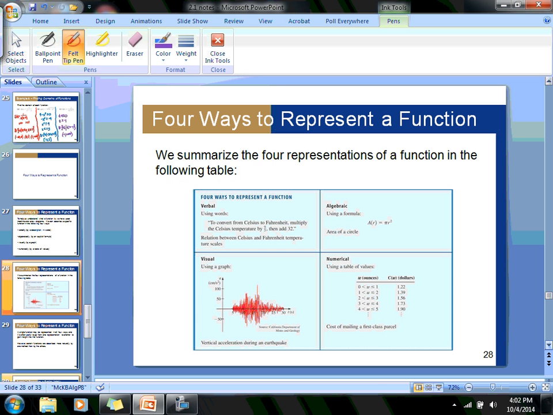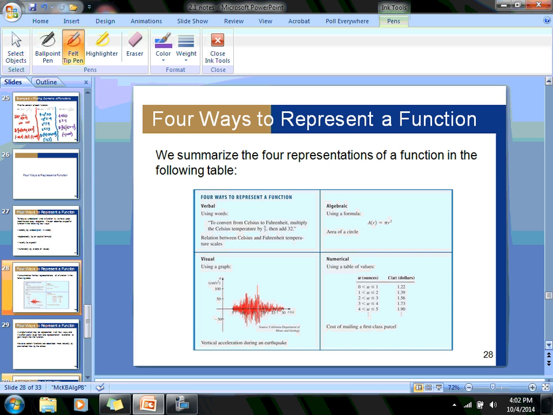And this slide shows a chart that's in your book as well, and it just kind of summarizes the 4 ways to represent the same actual function. So they have a box where they're describing the function in words for changing Celsius to Fahrenheit. Then they have a formula. It's a different formula. They have an area formula. They have a graph.